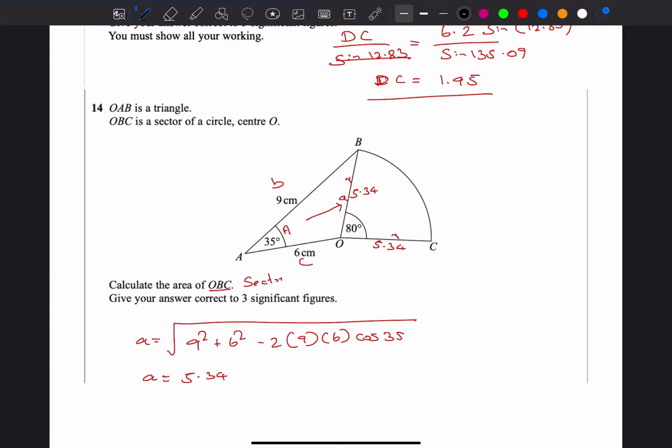So area of sector. Simple. Angle, which is 80 over 360, and remember it's pi r squared, yeah? Pi times 5.34 squared.